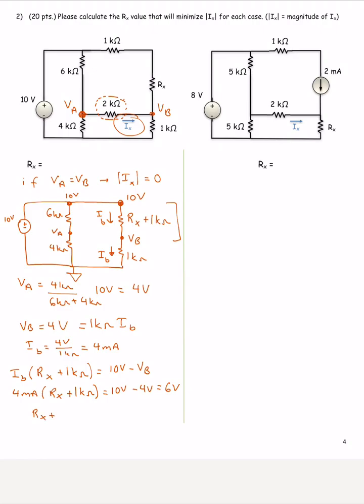So Rx plus 1 kilo ohm equals 6 volts divided by 4 milliamps. That is equal to 1.5 kilo ohms. This means Rx equals 0.5 kilo ohms. Does this make sense? It is a positive number, and if you plug it back in and recalculate the circuit, you should be able to find VA equals VB, even with the 2 kilo ohm in the combination.